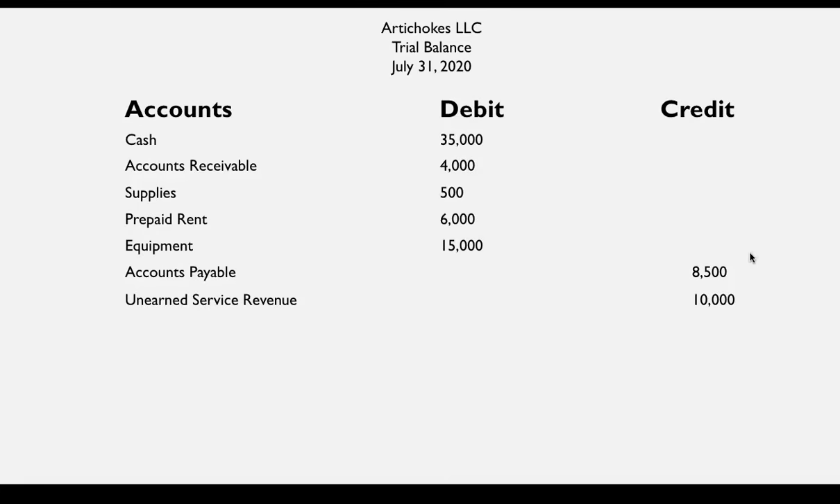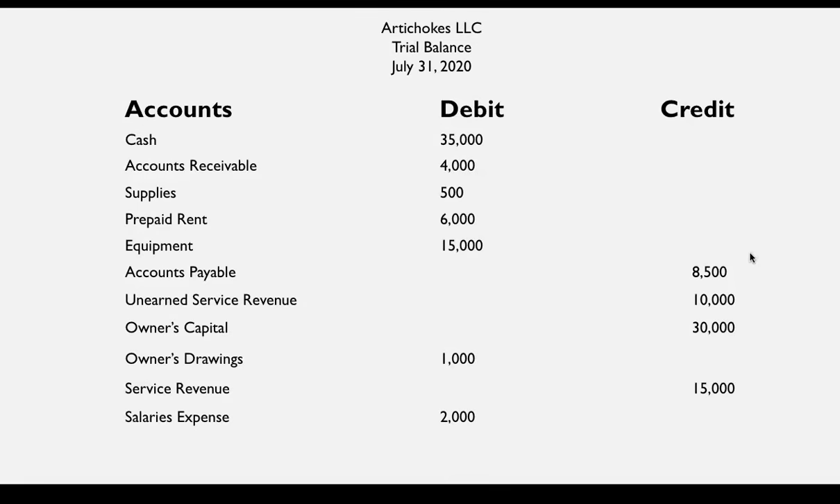So after our liabilities, we then want to list out our equity accounts, right? And equity gets broken up into capital, drawings, revenues, and expenses. So we want to list out owner's capital, which has a credit balance of $30,000. Then owner's drawings has a debit balance of $1,000. Service revenue, a credit balance of $15,000. And salaries expense, a debit balance of $2,000. So we've listed out all of our accounts here.